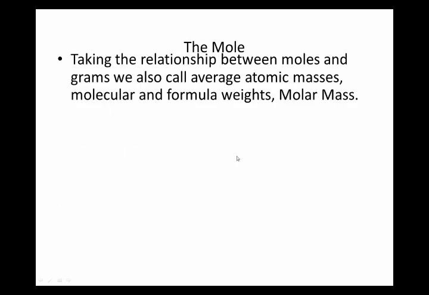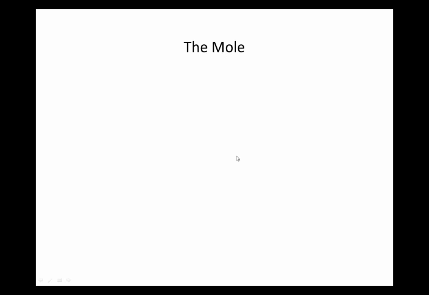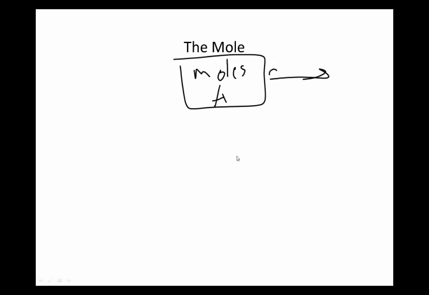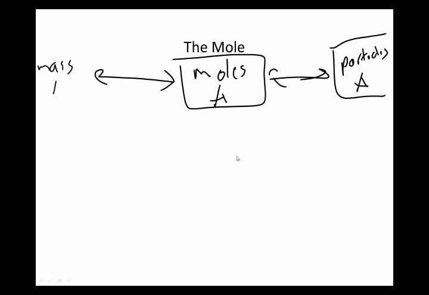So that's pretty straightforward. Now, remember I showed you that we already had a conversion map. So moles of A, and I can use Avogadro's number to go to particles of A. Now I can use this numerical value to go to the mass of A. I'll show you how to do that.